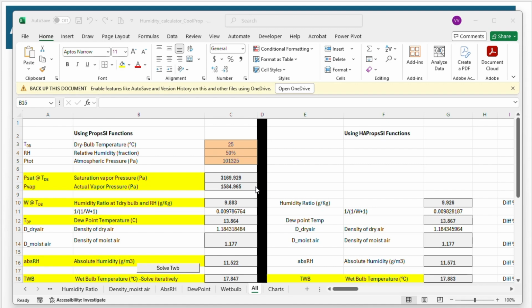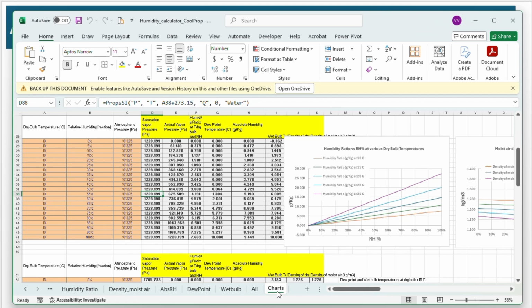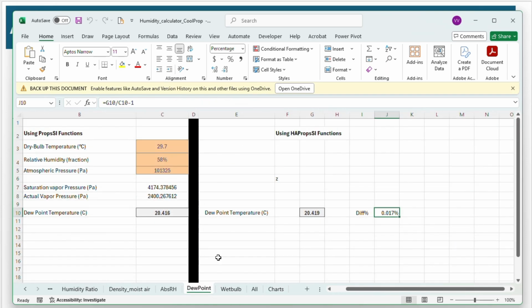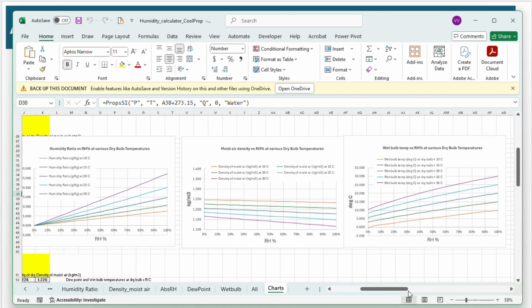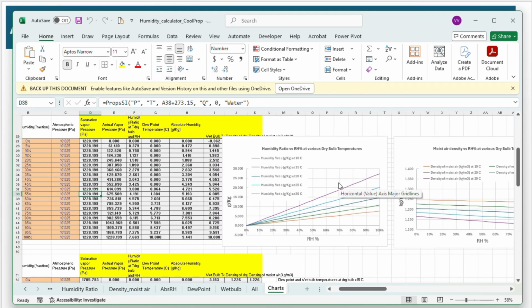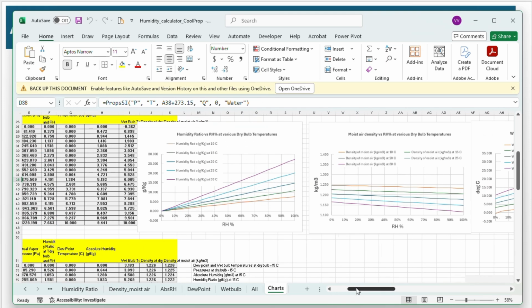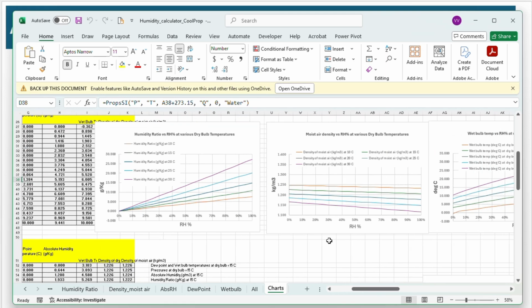Another feature of this particular Excel file is that I've included the charts tab, which helps you understand the actual relationship between parameters by plotting them. All of these are a one-off calculation of a single point each time. So here you can actually see the relationship between different parameters as they are varied. This will further help you with the understanding of the physics behind psychrometrics.